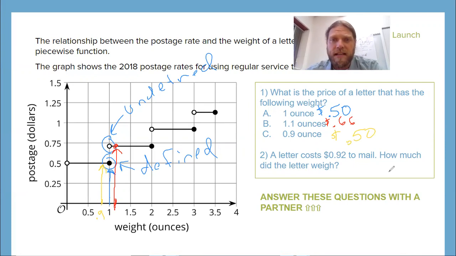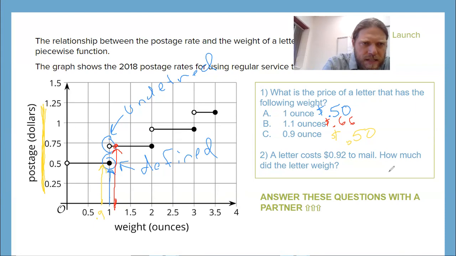Then we go to number 2, and it says, a letter costs 92 cents to mail. How much did the letter weigh? 92 cents. Well, I know dollars are over here. There's our range values. So let's go here. 92 cents: there's the 50 cents mark, there's the 66 cents mark, and there's a dollar, so it must be right here.